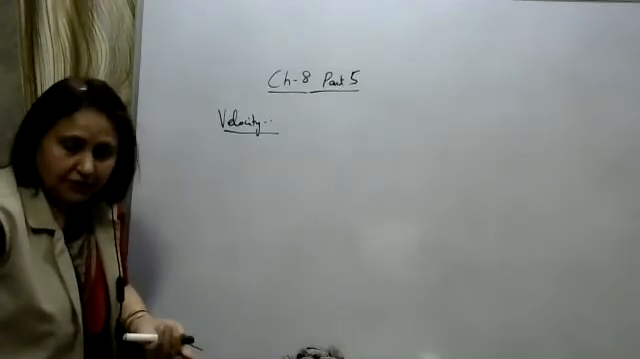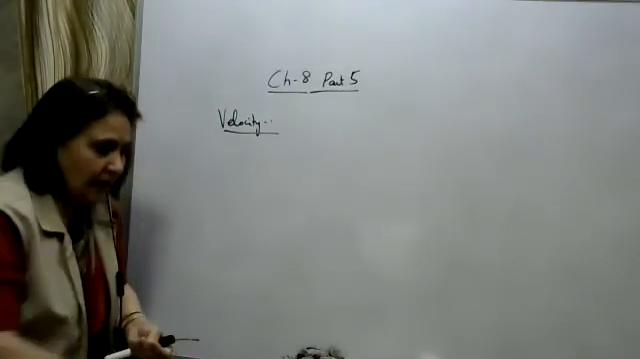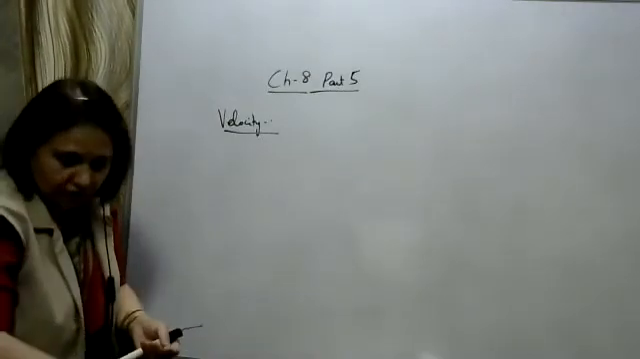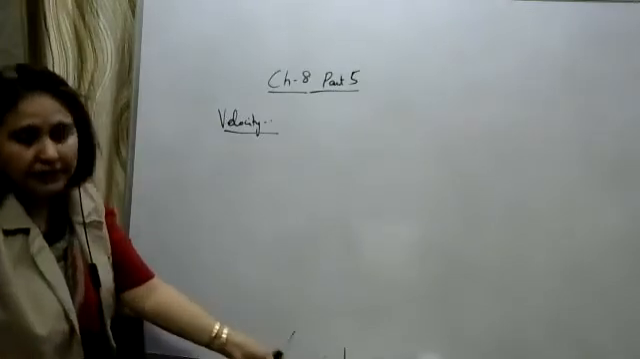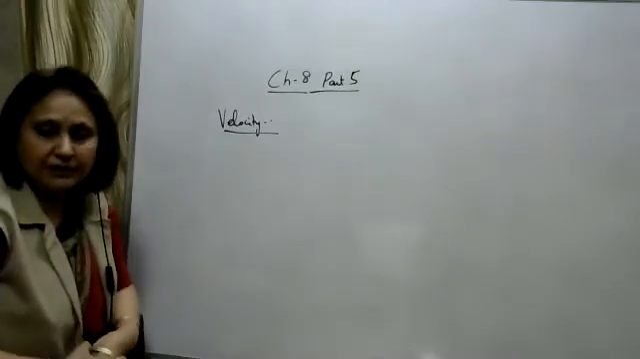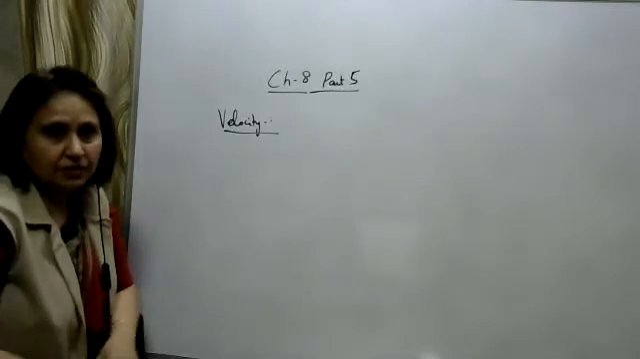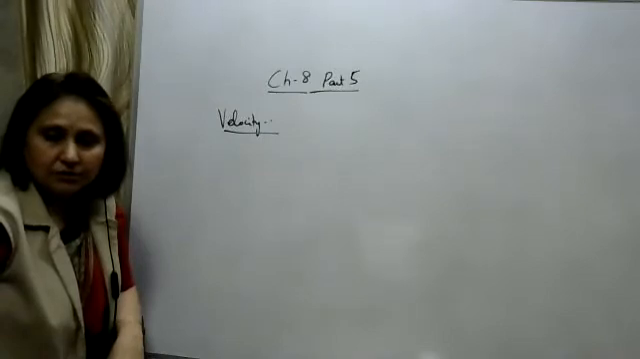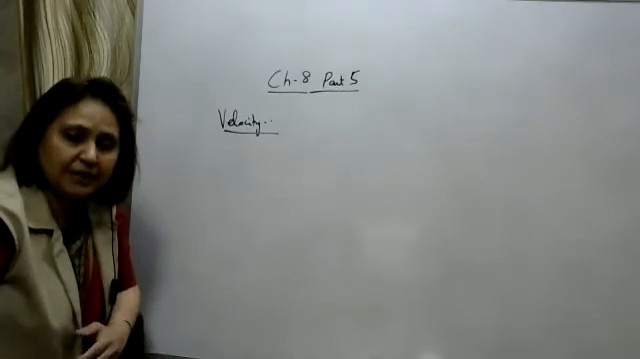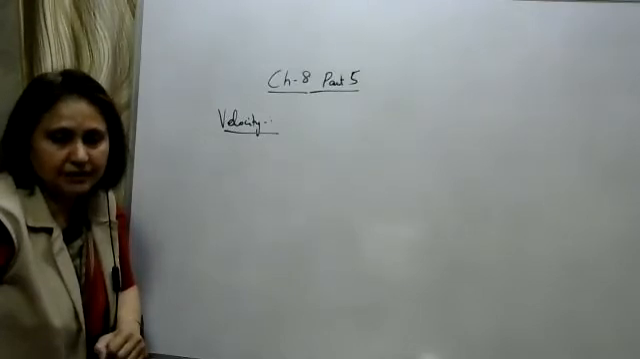You have to write the formula. Whenever you define any physical quantity, you write its formula. Define velocity, give its SI unit, and is it a scalar or a vector quantity? So first write down the definition of velocity. It is defined as speed with the direction, or it can be defined as displacement per unit time.